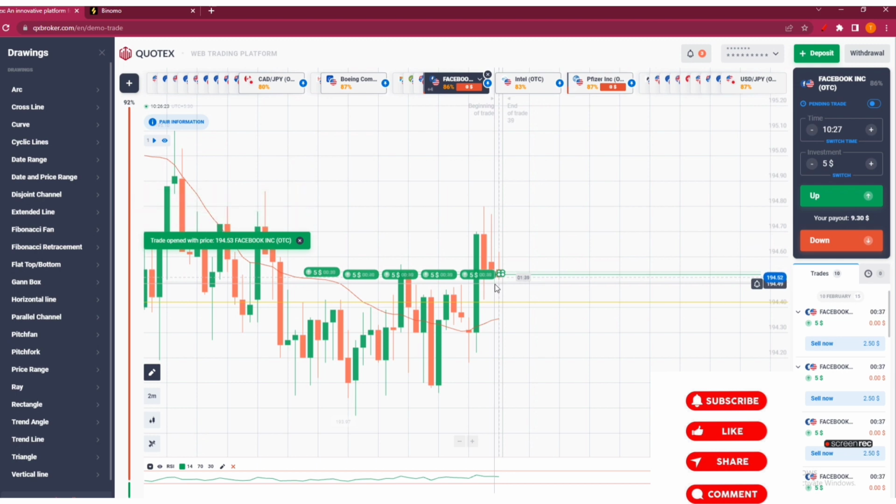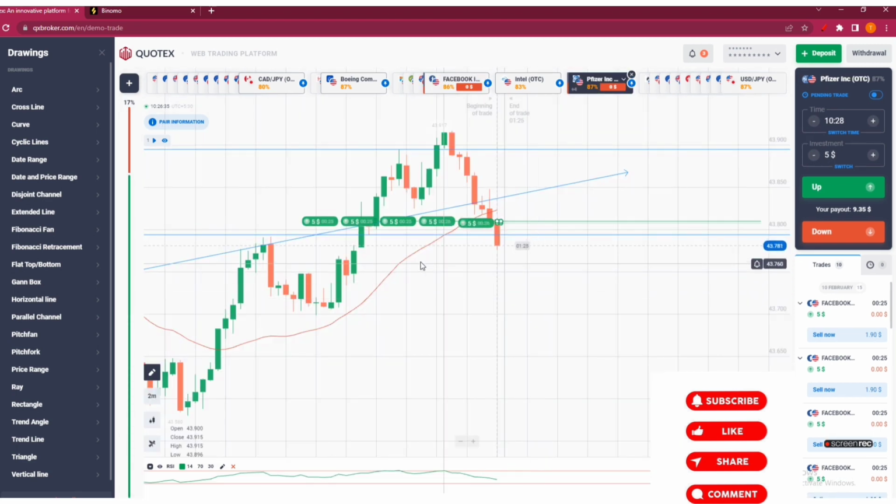But this is my last trade. If I lose this today, then I will stop today because today the market is not okay. It's not okay. It's an abnormal market. Okay, so look, all are going opposite to me. Okay.